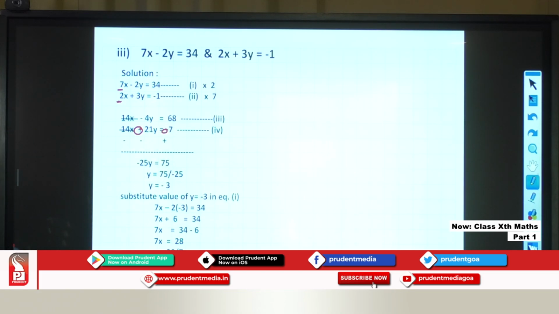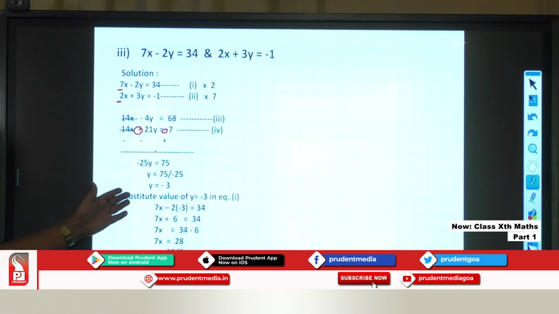This sign is gone. So now what I am getting? 68 plus 7. 68 plus 7 is 75. Now I shift the multiplied term to the right hand side. So what I get here? y is equal to 75 upon minus 25 and they are divisible. So what I get? Value of y is minus 3.